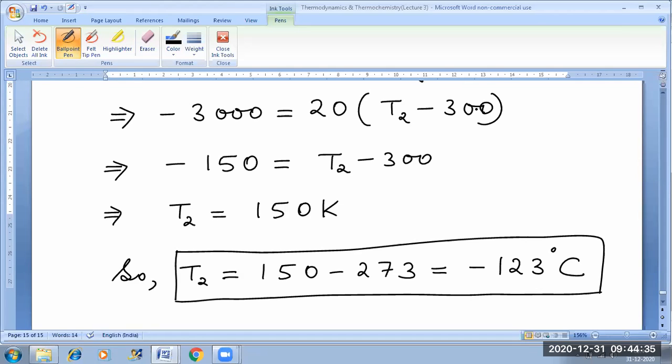But the question has asked me to report the answer in degrees Celsius, and that is why I converted Kelvin to degrees Celsius back again. So the final answer is T2 is equal to minus 123 degrees Celsius. If your options are in degrees Celsius, finally you have to convert Kelvin to degrees Celsius. If options are in Kelvin, then keep the temperatures in Kelvin.